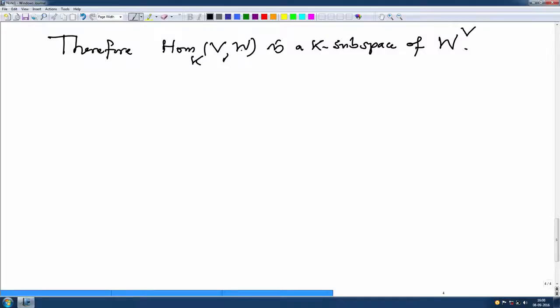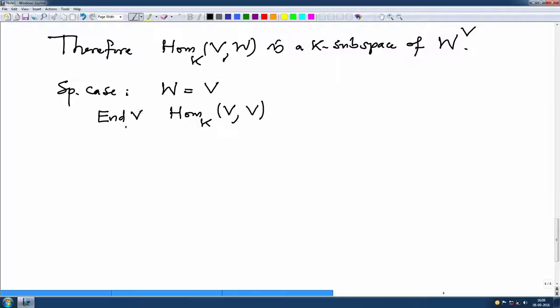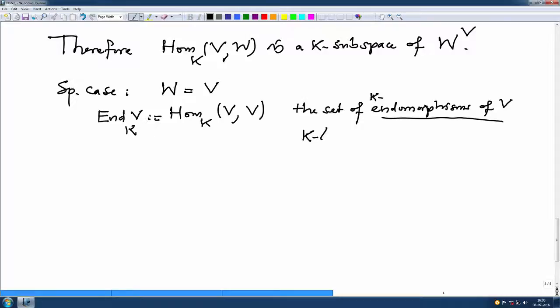So, now some particular notation when I suppose special cases, when W is also V, then Hom_K(V,V), the linear maps from V to V, this I am going to give a special name, it is End_K(V). These are also called the set of endomorphisms of V, K endomorphisms, or they are also called K linear operators on V. And one of the main objectives of the course on linear algebra is the study of K linear operators on a vector space.